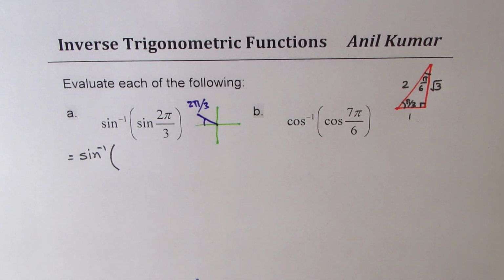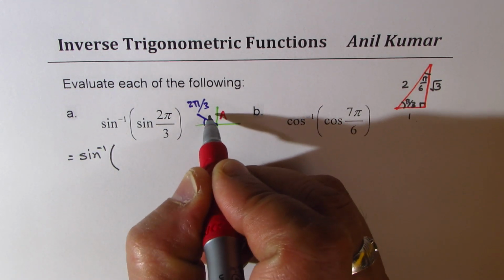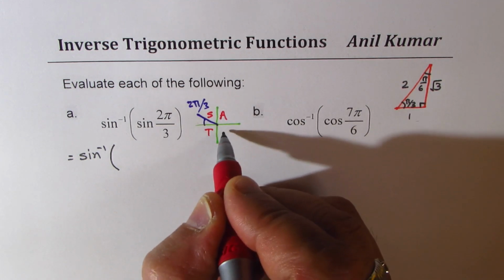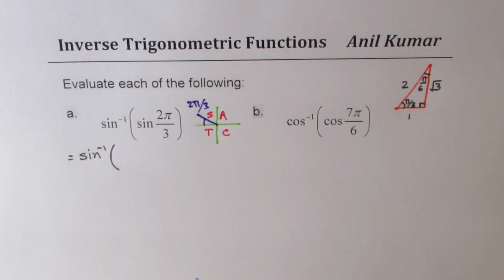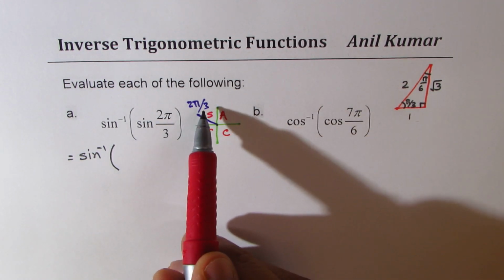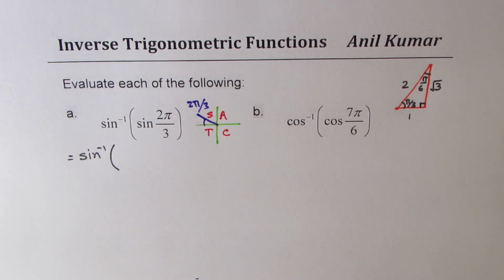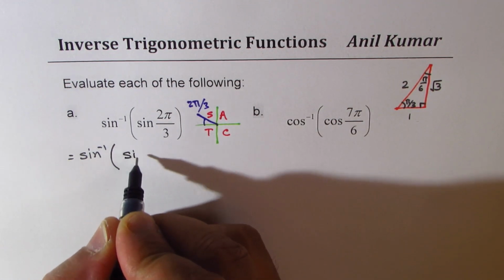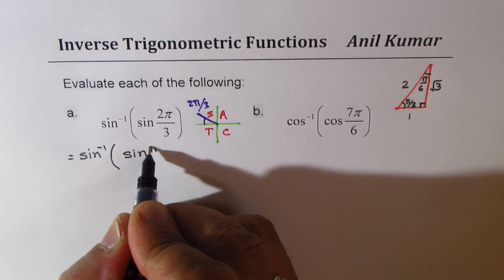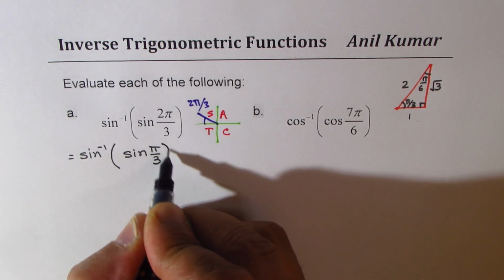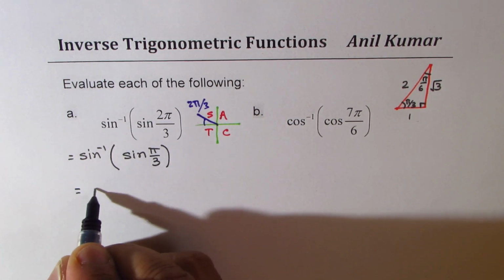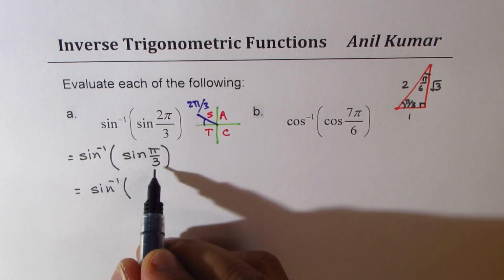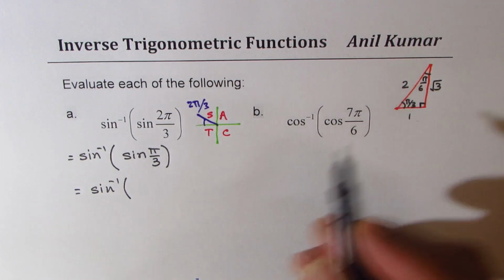As you know, all are positive. Sine is positive in quadrant 2, tan in 3, cosine in 4. So sine is positive. 2 pi by 3, acute angle is pi by 3. So I could write this as sine of pi by 3, correct? Now this is equals to sine inverse of sine pi by 3 is square root 3 over 2.